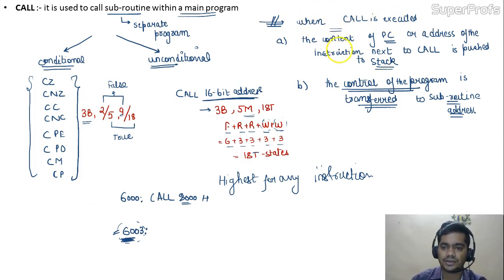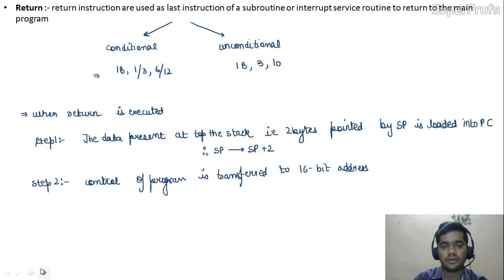When call is executed, the content of the program counter, or the address of the instruction next to the call, is transferred to the stack, and the control of the program is transferred to the subroutine address, that is this 8000. Now, how do we return from the called program to the main execution? With the help of the return statement.